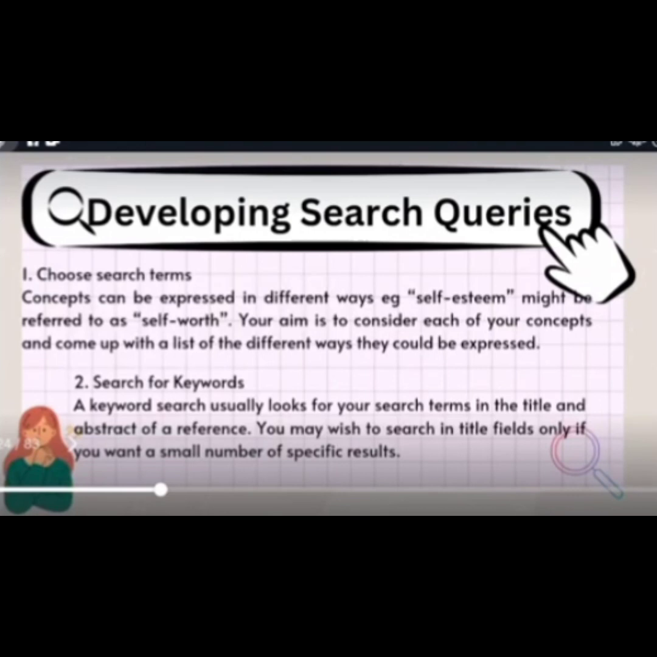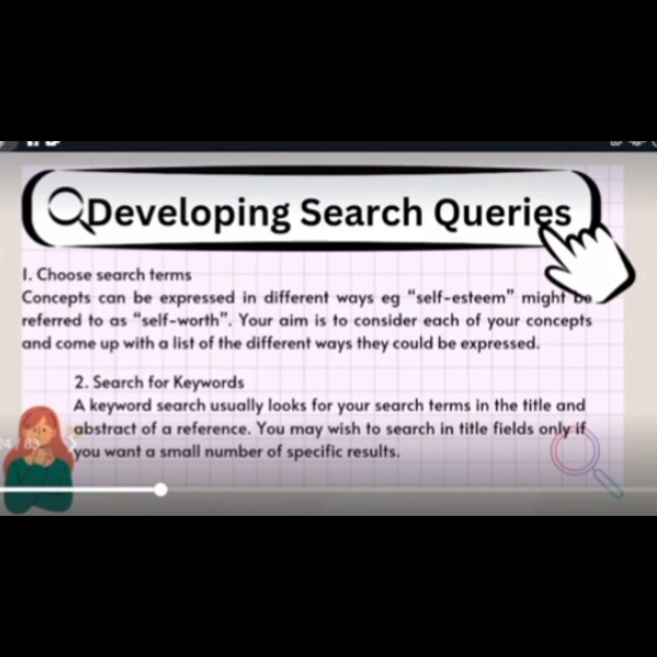First, choose search terms. Concepts can be expressed in different ways, right, guys? An example here is self-esteem, which can also be referred to as self-worth. Your aim here is to consider each of your concepts and come up with a list of different ways they could be expressed. So if you want other relevant words or keywords that will help you find the exact information you're looking for, you can search for other terms.